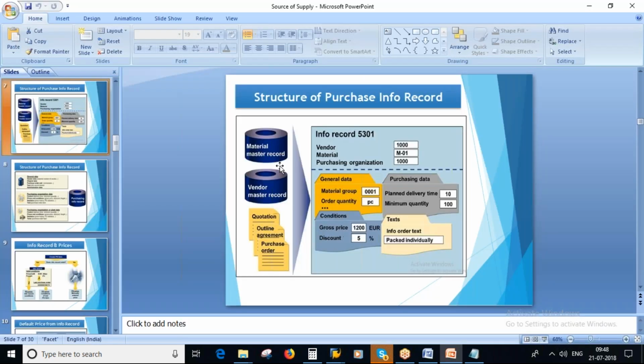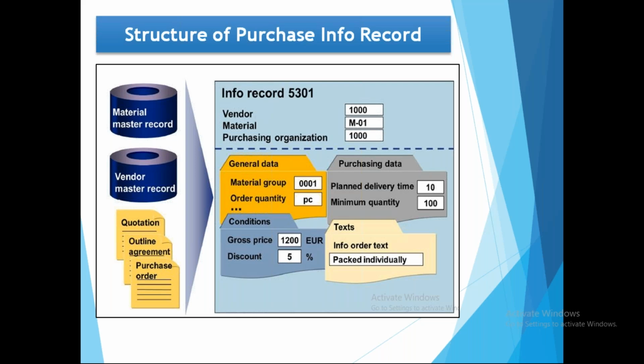This is coming from the material master. That is why I told you, whenever you are creating an info record, the system will first propose the data from the material master record and vendor master record, where you can overwrite the data. See, as of now the planned delivery time is coming by default.